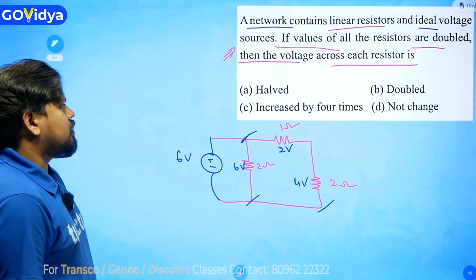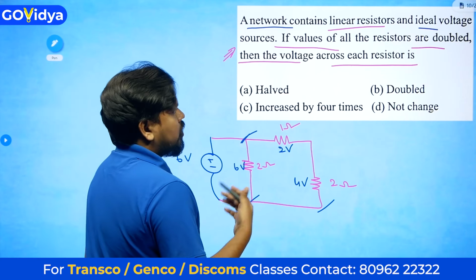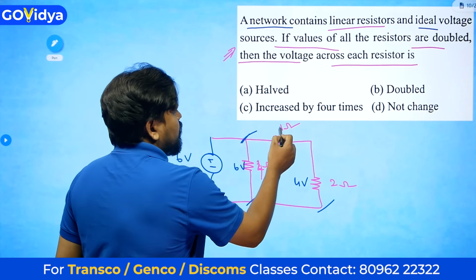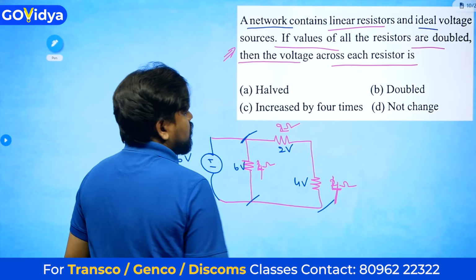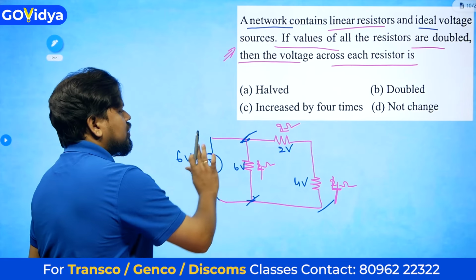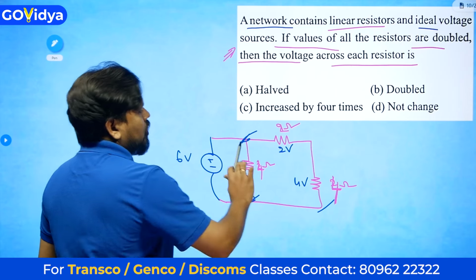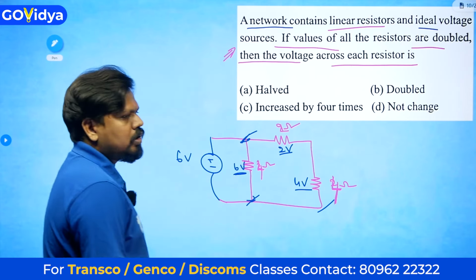So now what they are asking is, we will double the resistance. Whenever you double the resistance, it will be 4 and 2 doubled. So then how is the voltage distribution? Same. Across these two terminals 6 volt is already connected, so what is the voltage? 6 volt. Again the same distribution will be there, 4 volt here and 2 volt here.